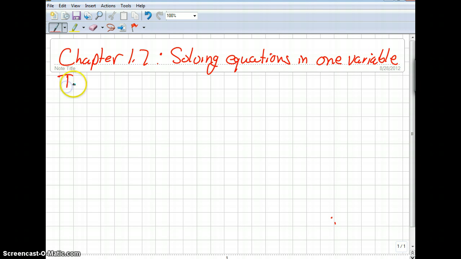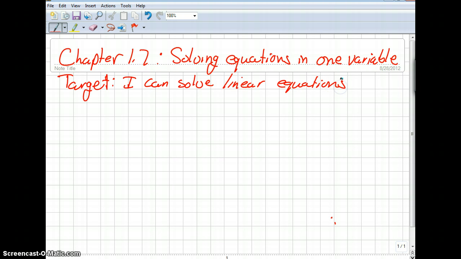Our target is, I can solve linear equations. We're going to start out with some vocabulary that we're going to use throughout the year.